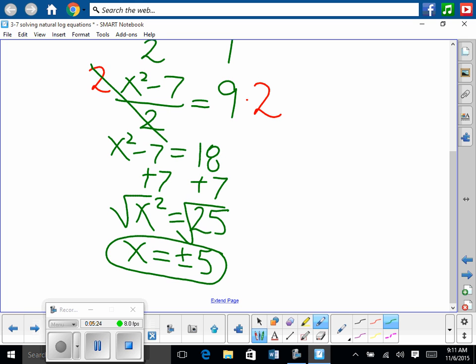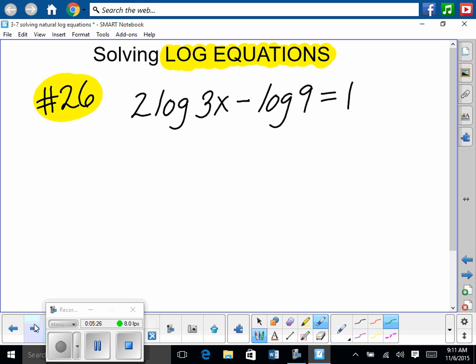Now here's the thing. Okay, actually, now I want you to try number 26. Ready, set, go. Before we get into here's the thing. So ready, set, go. Do number 26. All right, so first things first, we've got to pull this together into one log.